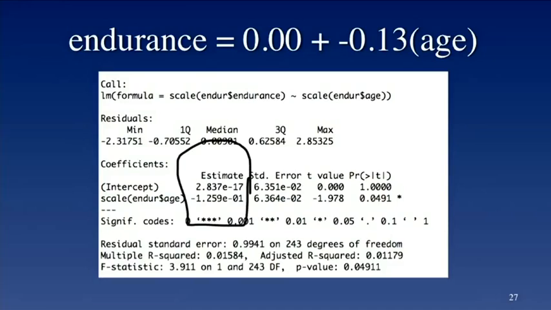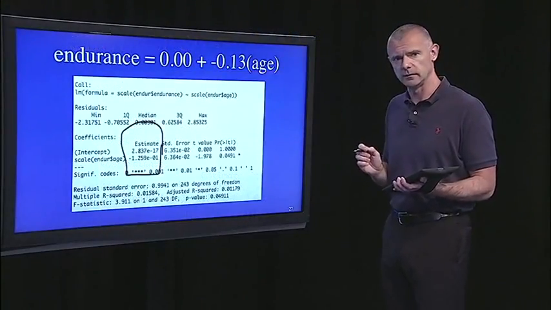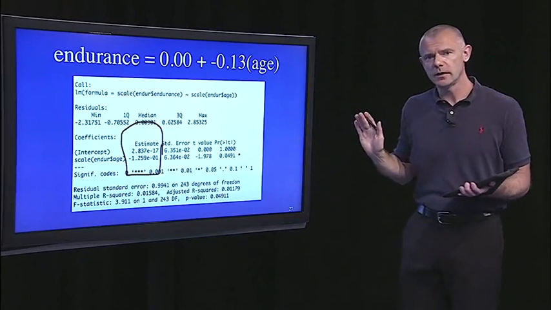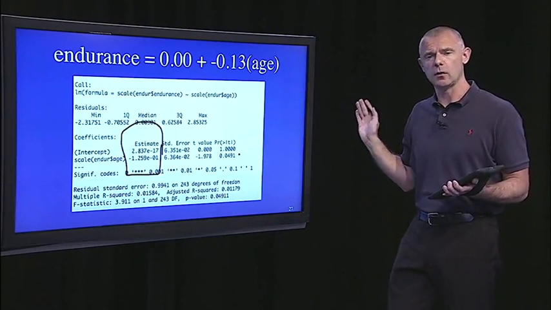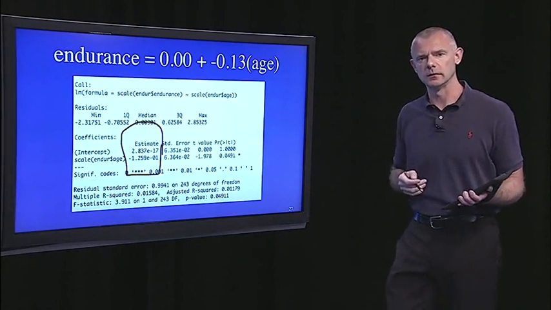Now, one thing to notice is, what's the predicted score on Y when the X's are 0? Well, it's 0 because everything's standardized, right? So now the regression constant is 0. The other thing to notice is the regression coefficient for age is the correlation between age and endurance.